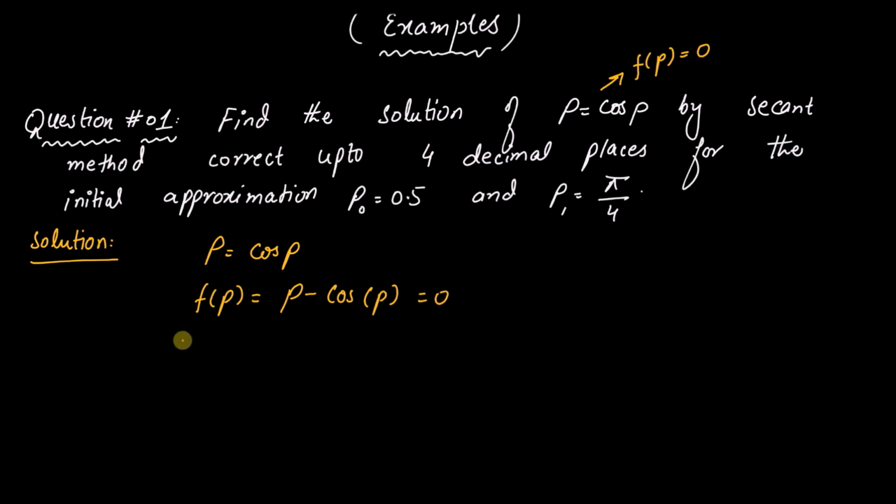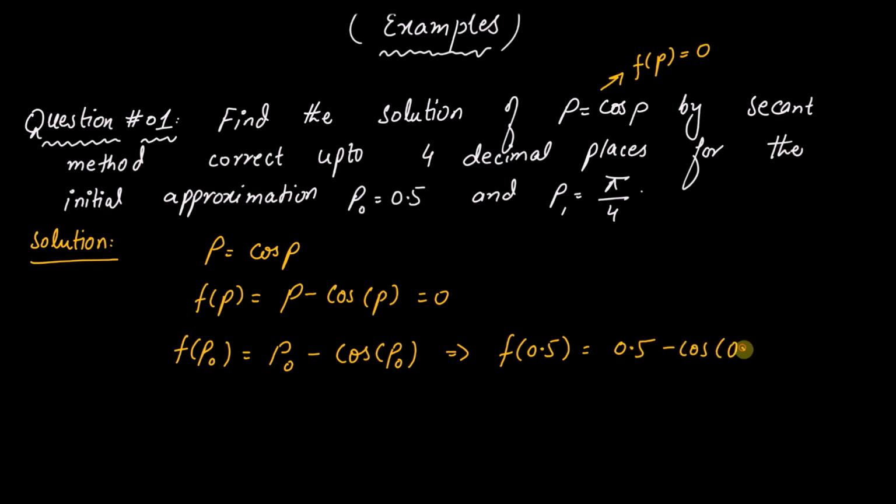After that, we need to put f of p0 into our equation. So it becomes p0 minus cos of p0. So that is equal to f of 0.5, that is equal to 0.5 minus cos of 0.5, and that gives us a solution of negative 0.37758. So this is a negative value.